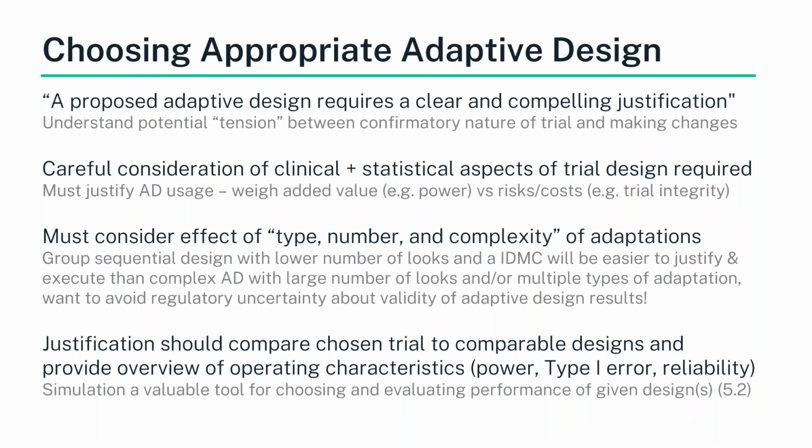And obviously the justification should compare the chosen trial to comparable trials by its operating characteristics, so its power, its type 1 error, its reliability, the expected number of subjects in the trial, the expected sample size. And simulation is a really valuable tool for this, and it's talked about specifically in the 5.2 section, what's required to do simulation for adaptive design.